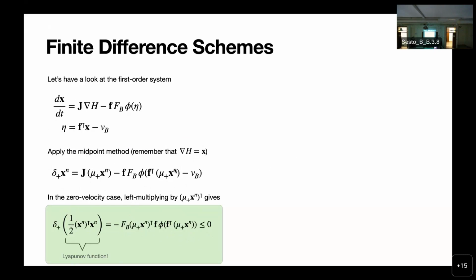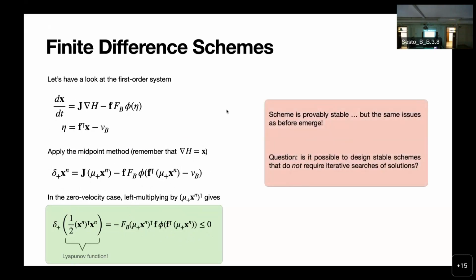But again, you have the problem of the update appearing inside the argument of the nonlinear function phi. So even the midpoint method in the first ordering time case is probably stable, but again, you will need Newton-Raphson in order to tackle this problem. So the question is, how can we construct schemes that not only are stable, but they're also fast? Is it possible?